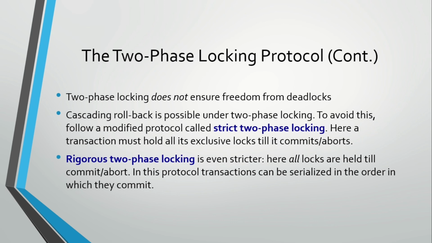Rigorous two-phase locking is even stricter. Here all locks are held till commit or abort. In this protocol, transactions can be serialized in the order in which they commit.